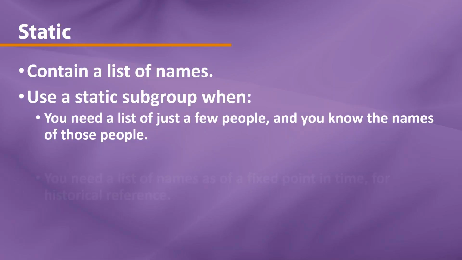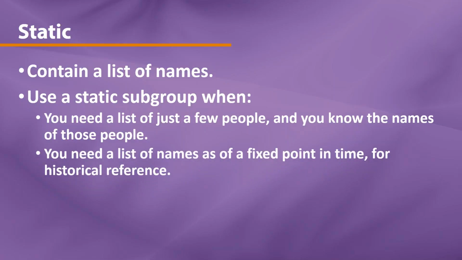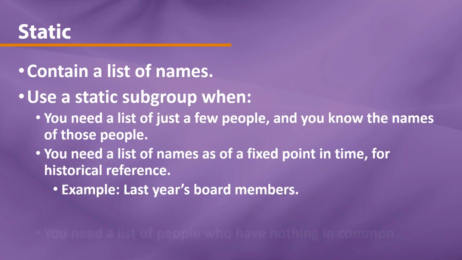You'll also want to use a static subgroup when you need a list of names as of a fixed point in time for historical reference. A good example of that is last year's board members. So that's a point in time. They were the board members for 2015, or they were the board members for 2017. So it's a point in time. The static subgroup won't change unless you go and make changes to that static subgroup.